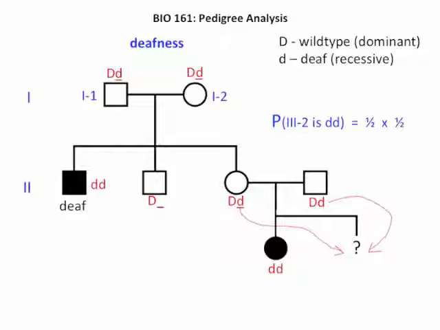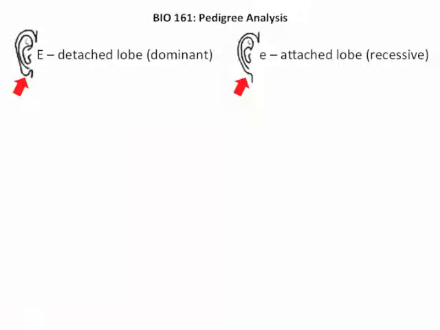So the overall probability in this case that this individual would be deaf would be 1/4, a half times a half. Now notice this pedigree that we've been playing with has been showing a recessive trait. And so in that case, individuals who are colored in, we know their genotype has to be 2 recessive alleles, so homozygous recessive. But what if you were looking at a pedigree for a dominant trait instead?